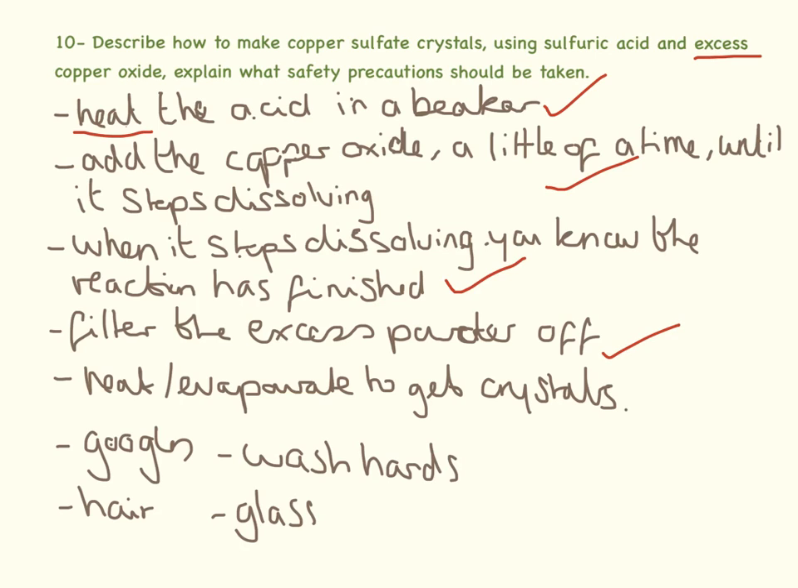Filter off the excess powder. So whenever there's a question saying how do you remove a solid from liquid, you filter it. People always get really, really confused by this, but the answer is simply filtering. Again, this is another bit people get confused by. How do you get crystals out of solution? You heat it or you leave it to evaporate, and then the crystals will appear. So you can give yourself a total of 4 marks for doing the method, and then 2 marks for some of the safety precautions. Goggles, tie hair back, wash hands once you're finished, and be careful with the glass.